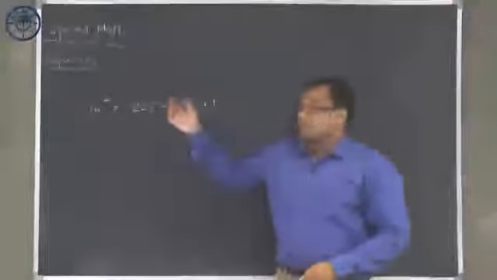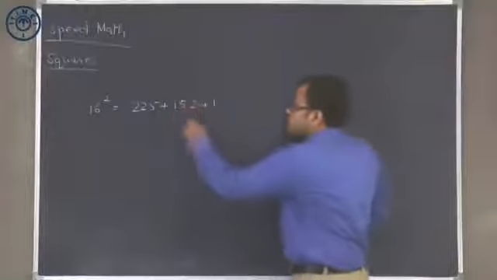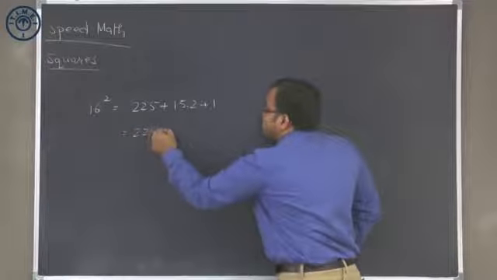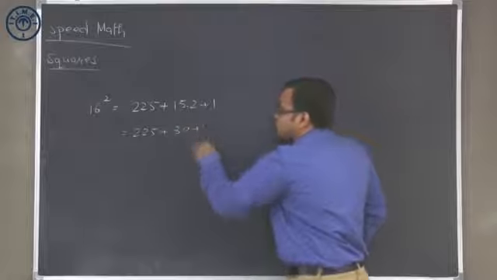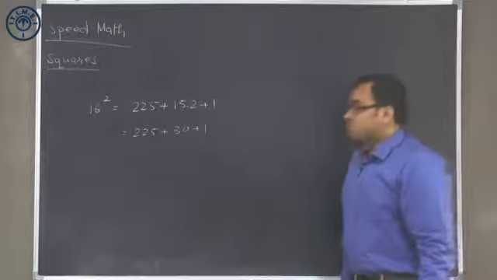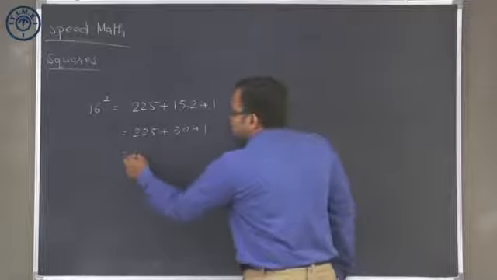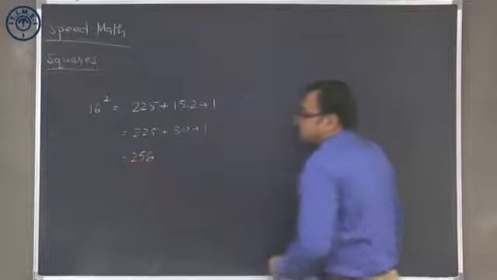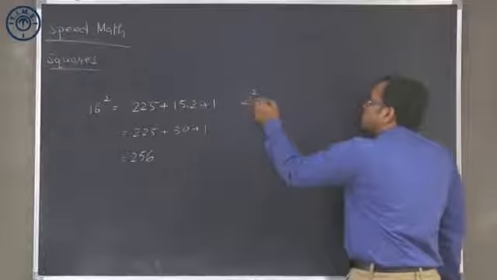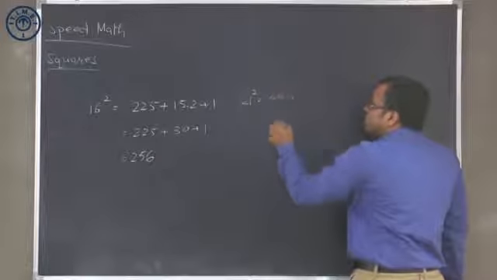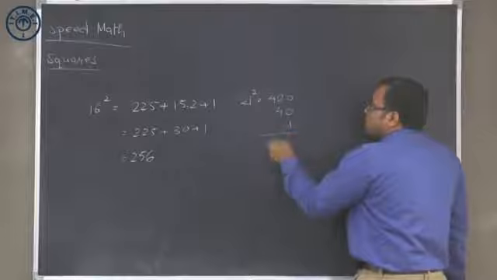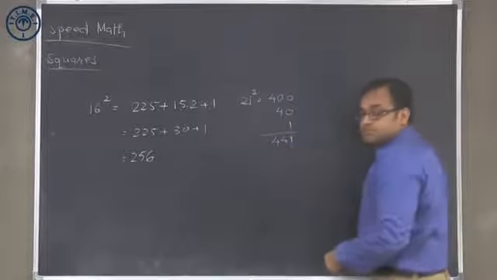I'm sorry, 15 square, 15 into 2. So because this is 15 into 2, this will be equal to 225 plus 30 plus 1. So this becomes 225 plus 30 is 255, 255 plus 1, 256. So this is equal to 256. Let us say I have to calculate 21 square. 21 square: 20 square is 400. 20 into 2 is 40, followed by 1, total 441.